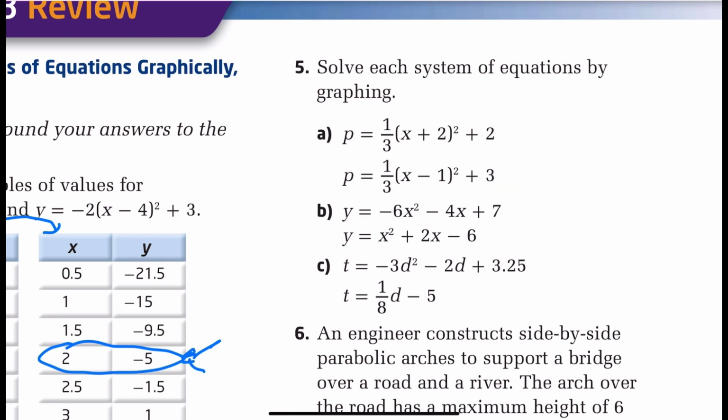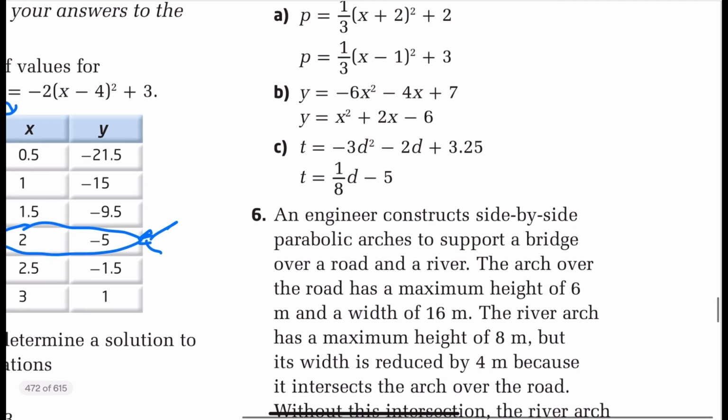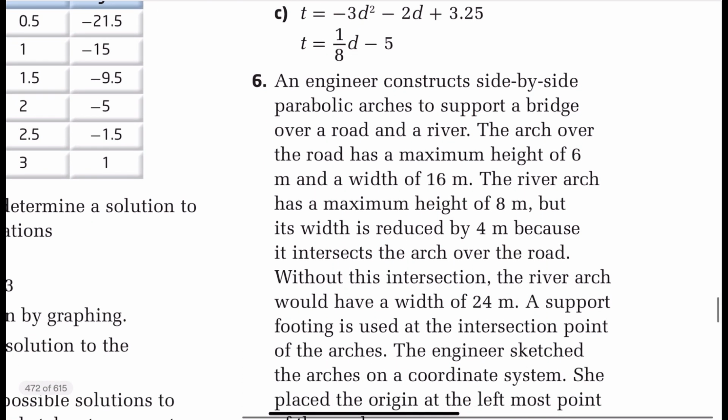Okay, good. So now question number 6. Let me remove this thing. Okay, question number 6. One engineer constructs side by side parabolic architecture to support a bridge over a road.